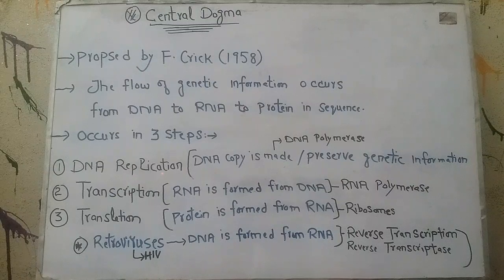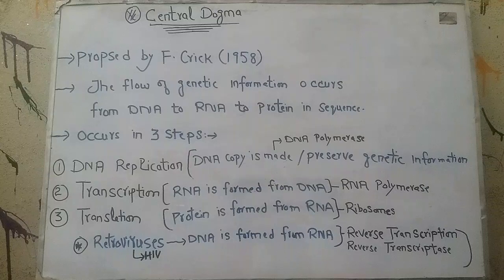DNA replication is a process in which a copy of DNA is made with the help of DNA polymerase enzyme. This process preserves genetic information, which is required by each and every new cell that forms, because they need a copy of DNA. So for that, DNA replication is an extremely important process.